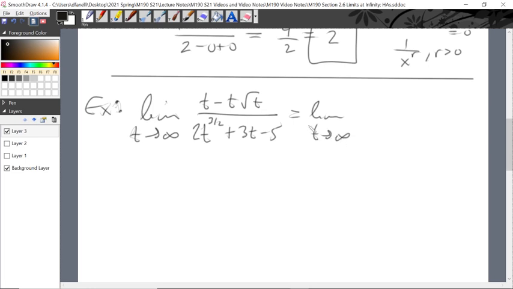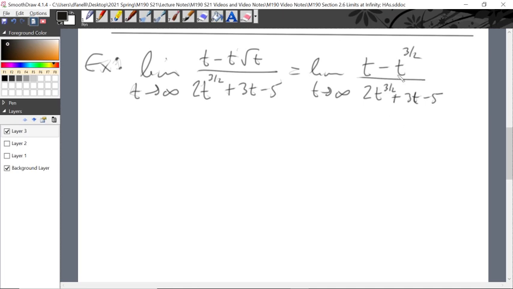Okay, we have t to the first times t to the 1/2 because the square root of t is the same as t to the 1/2. So we can add those exponents. So in the numerator, we have t minus t to the 3/2, and in the denominator, we have 2t to the 3/2 plus 3t minus 5.